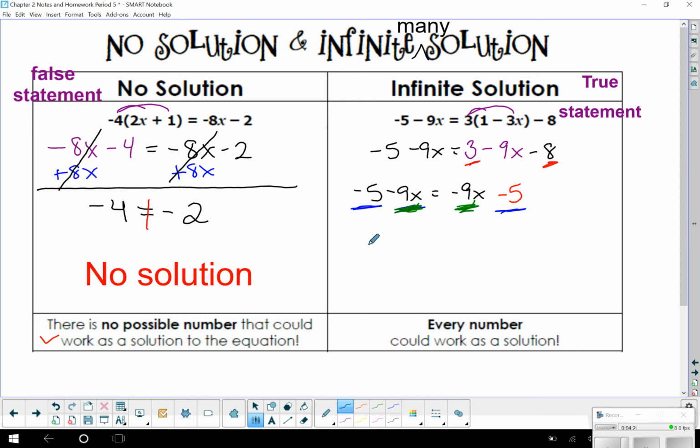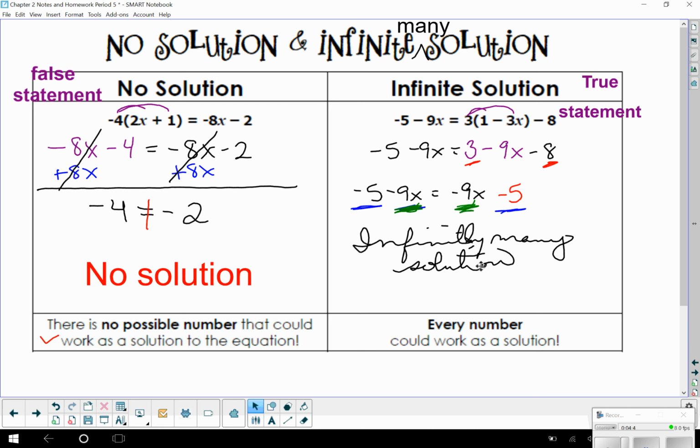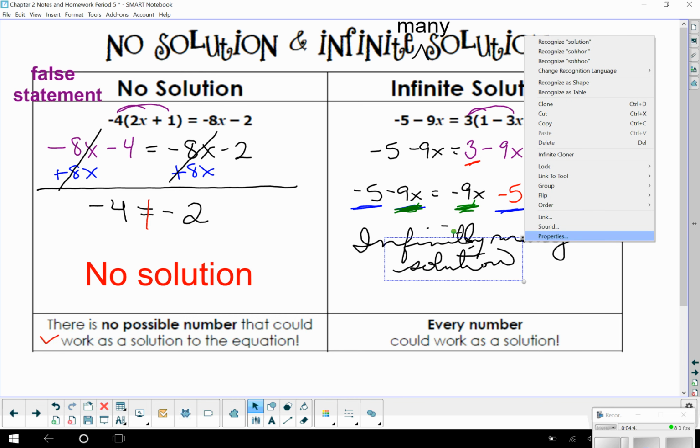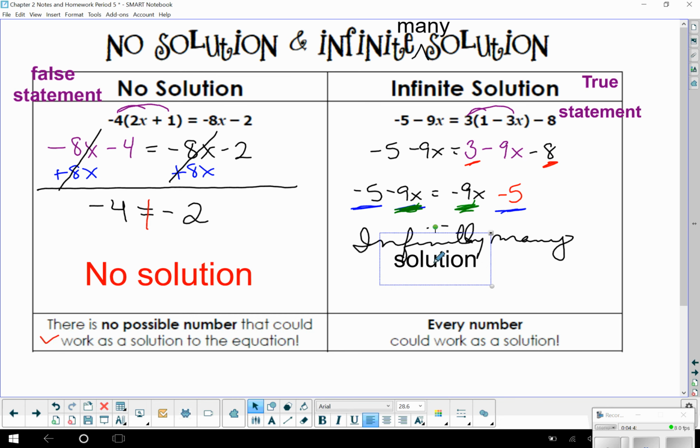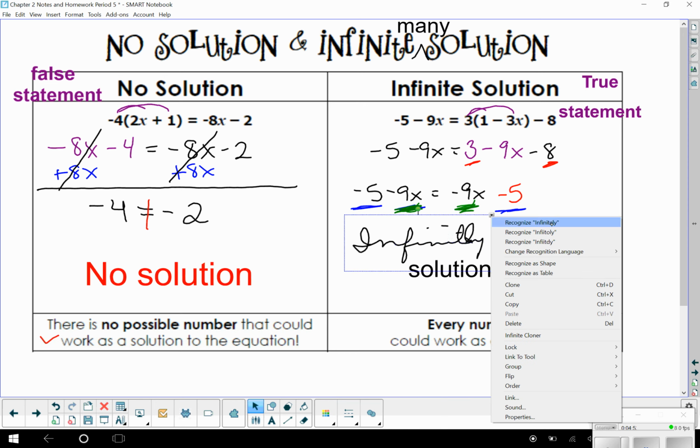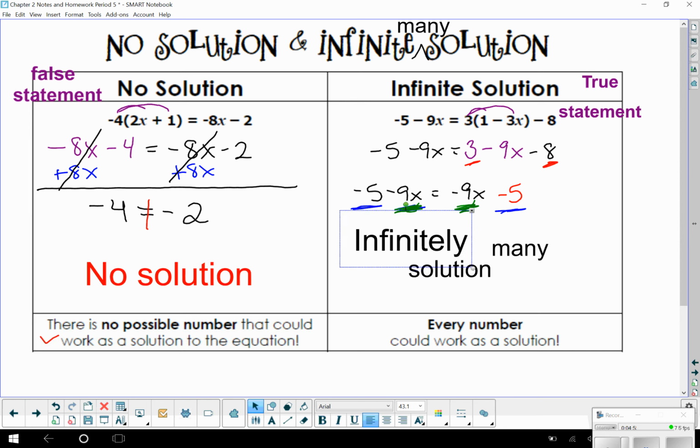So you can either write many solutions. I don't think that's going to come out right. Hey, I liked it. Oh, I like that one too. And it liked that. I'm impressed.